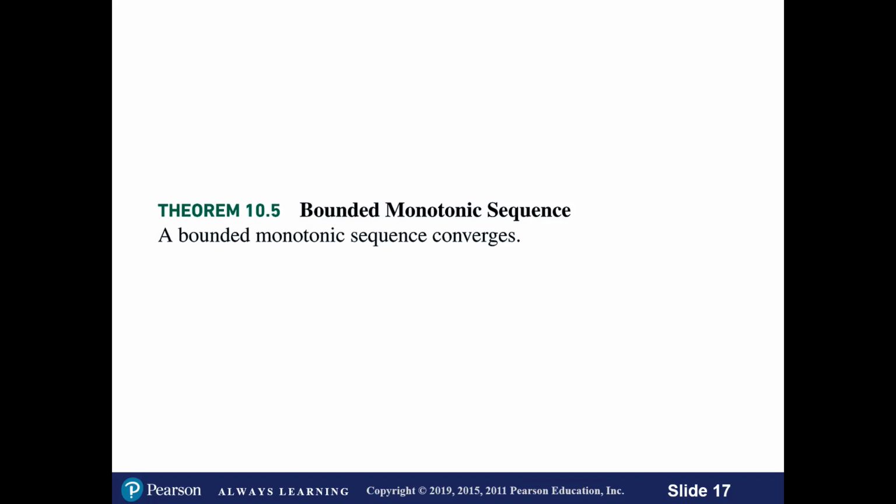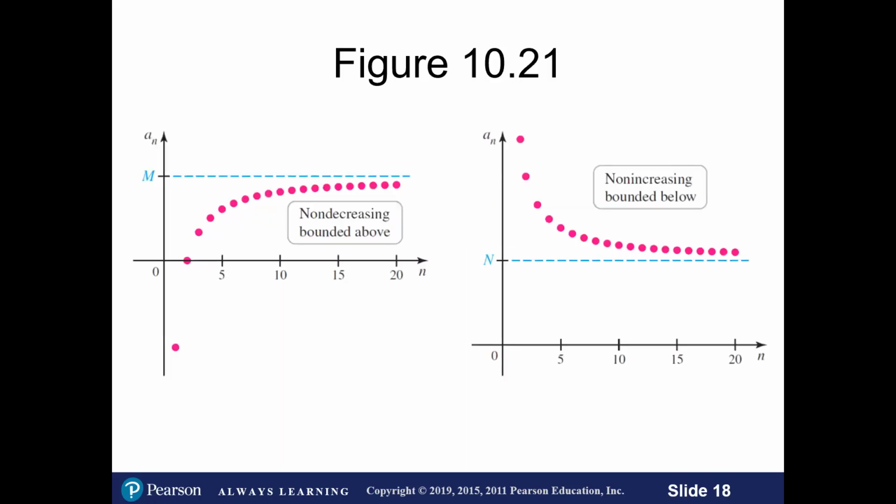And remember, monotonicity is non-decreasing or non-increasing, either one. A bounded monotonic sequence converges, and so we could be talking about a non-decreasing sequence that is bounded above. We could be talking about a non-increasing sequence bounded below, as in our cooling example. Either way.